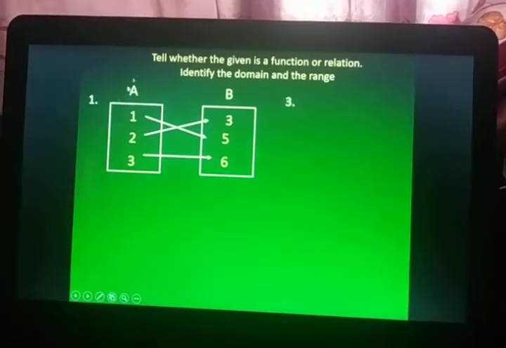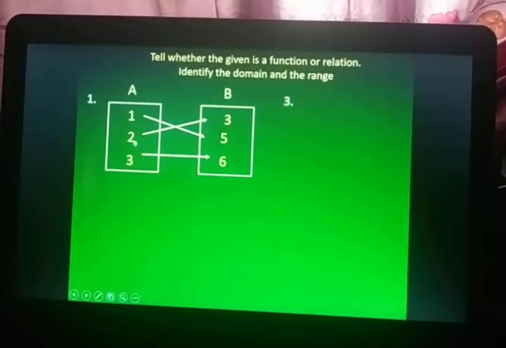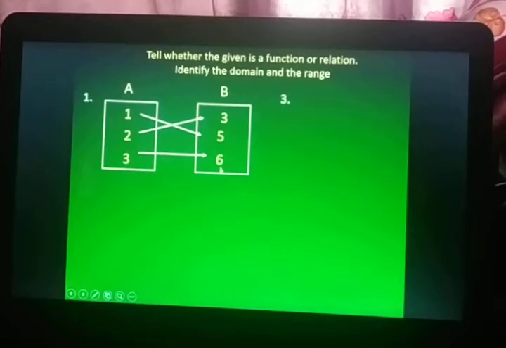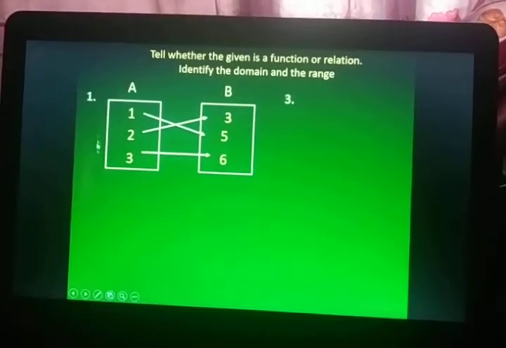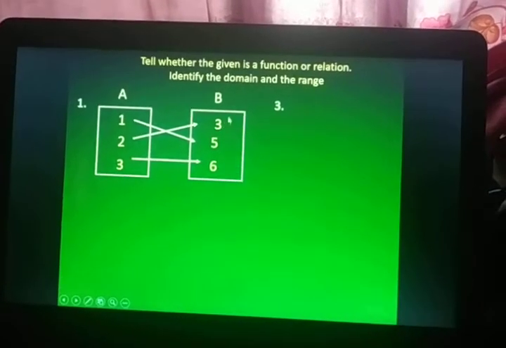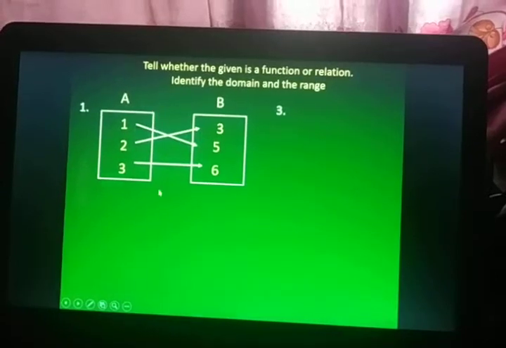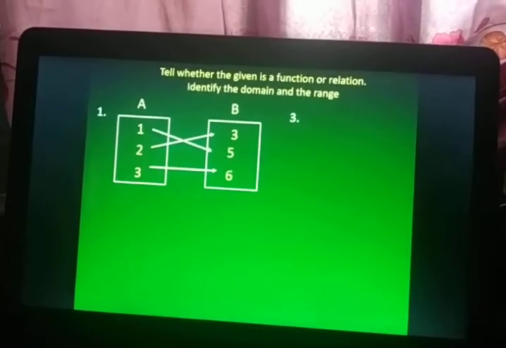Number 1, we have for A, numbers 1 to 3, B, 3, 5, and 6. 1 is paired with 5, 2 is to 3, and 3 to 6. If we are to determine the domain, all the values under A, it's 1, 2, and 3. And for the range, that's 3, 5, and 6. Okay, so is this function or relation?